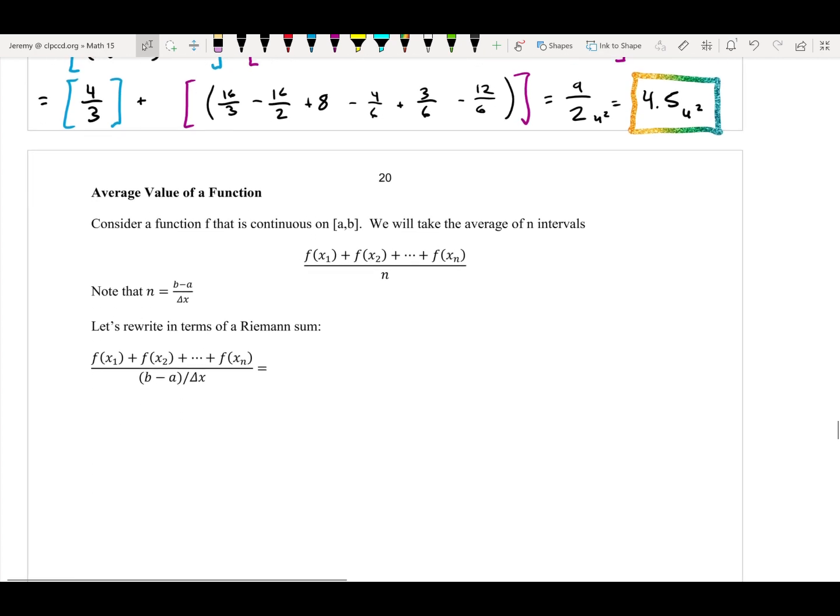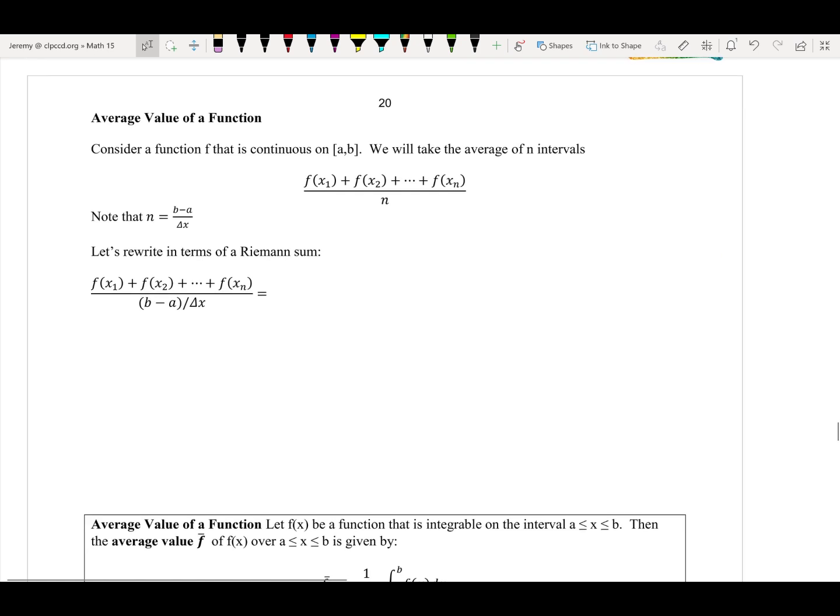Let's talk about average value now. So consider a function f that is continuous over an interval a to b. And suppose we wanted to find the average value of the function. So looking at all the outputs, what is the average of all those outputs? The challenge here is if f is a continuous function, there are infinitely many outputs between a and b. How can we compute an average with infinitely many numbers? That's the challenge that we're trying to overcome here.